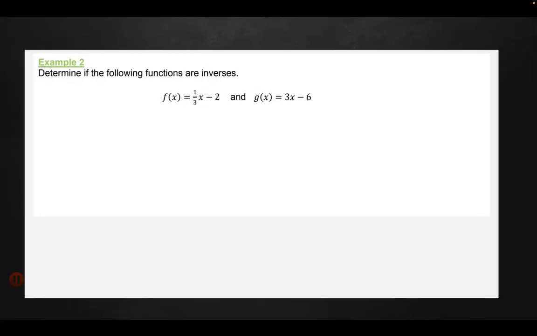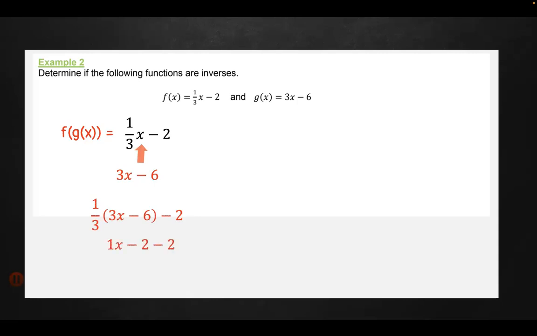Okay, so now let's look at example number 2. I've got two new sets of functions here for f and g. So my first composition, f of g of x. Here we go. I've got my f function, and in that x, I'm going to put in the g function, which is the inside function, putting that expression again in parentheses. Distribute to simplify, and that -2 actually simplifies to x minus 4. So because my composition needs to be equal to x, and it's not, I don't even have to do the second composition. I don't even have to do g of f. These are already not going to be inverses.